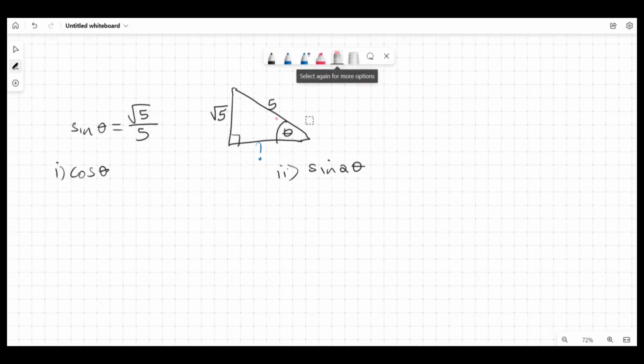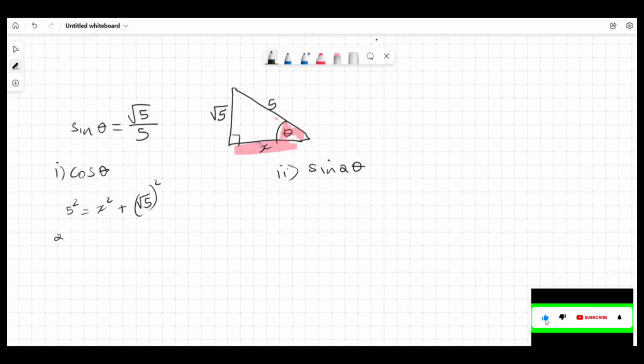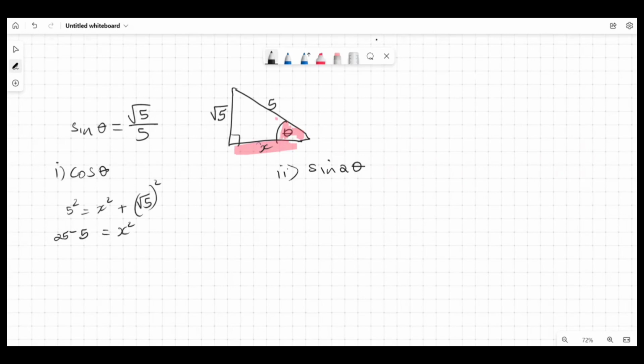Then I'm able to know what the cosine of the angle is, because I am stuck at that angle. So because I'm stuck at this angle, I can't do anything about cosine unless I know what this side is. So Pythagoras theorem will help us to find that. Let us say I'll call this side x. So I could now say that 5 squared is equal to x squared plus the root of 5 squared. Technically speaking, 25 minus the root of 5 squared, which is 5, is equal to x squared, right?